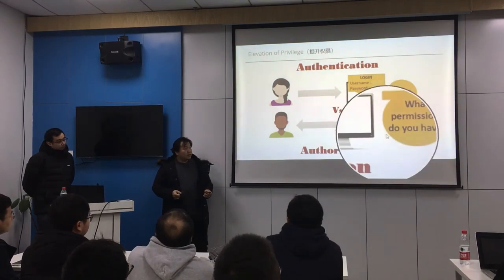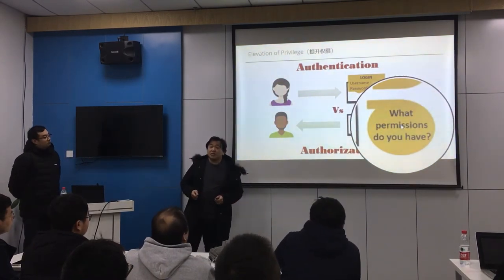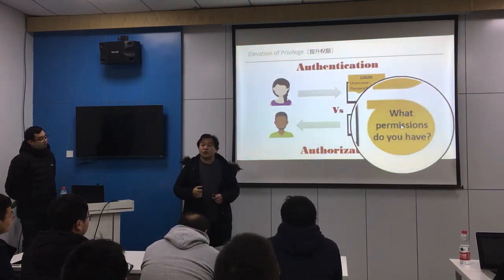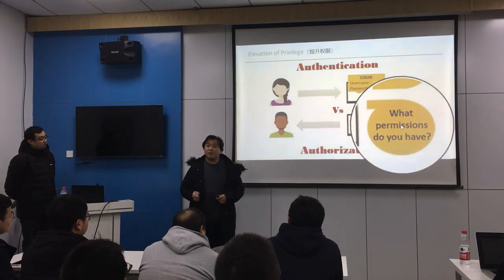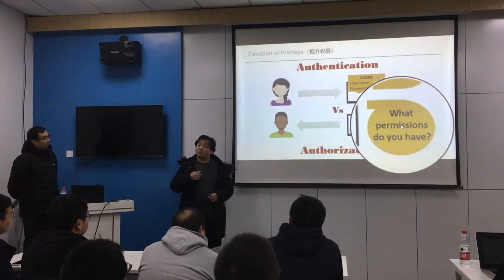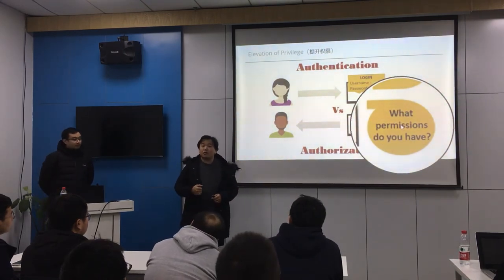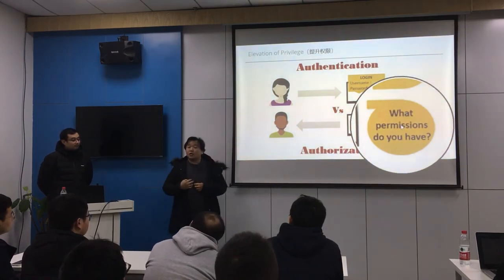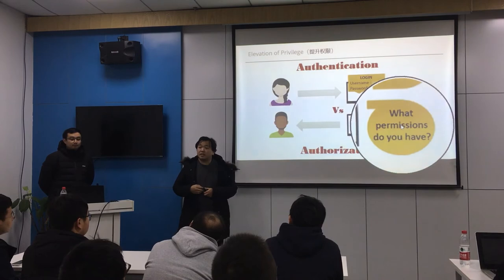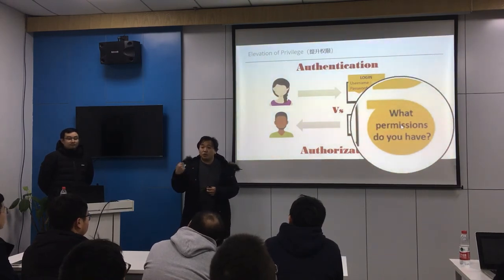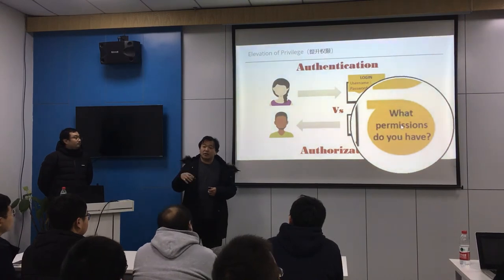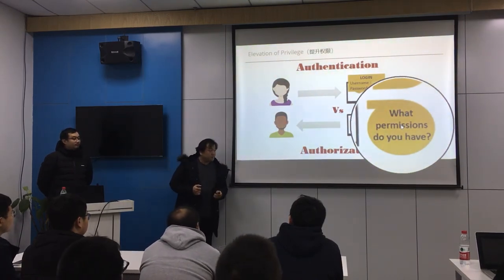The next one is authorization, and it's trying to answer the question of what that person is allowed to do. Let's go back to the example. John comes in and say, hi, I'm John. This is my ID. I want to enter the building. And then as a security guard, the question that you want to answer is, is John allowed to go into the building? That is to answer the permission of John.